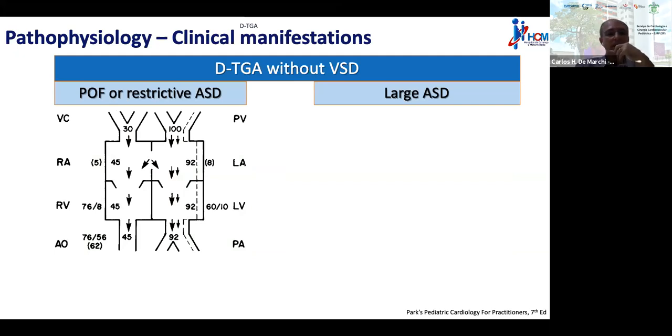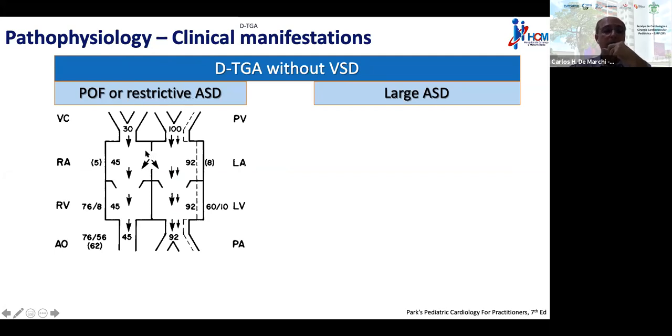I will try to. This is from Park's Pediatric Cardiology. I really appreciate this book. It's very, very good. And these diagrams are from the book. And correlation. I do the correlation about the pathophysiology and clinical manifestations. First, D-TGA without VSD, with intact ventricular septum. There are two scenarios with just a PFO or a restrictive ASD.